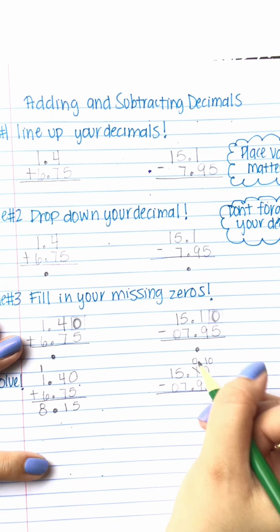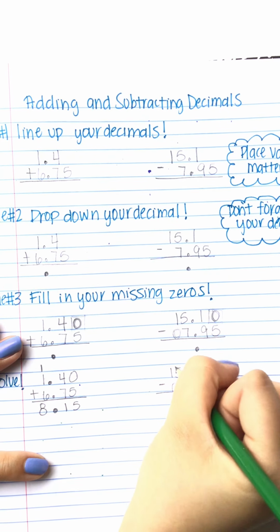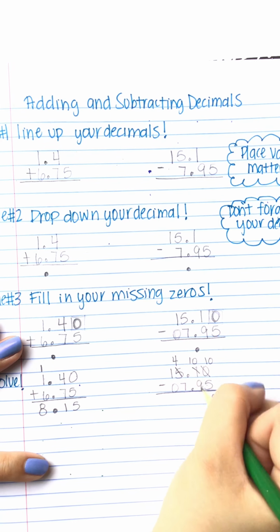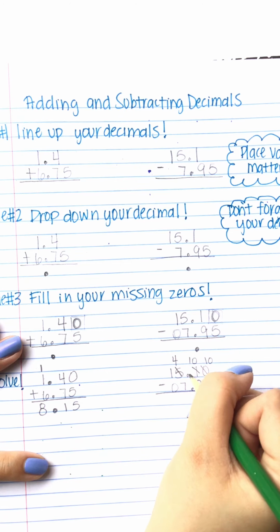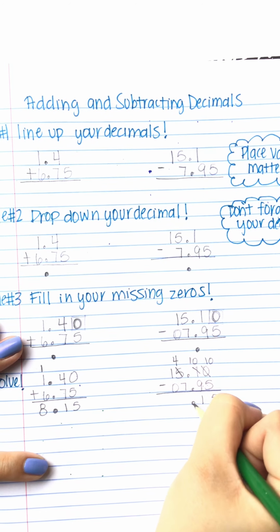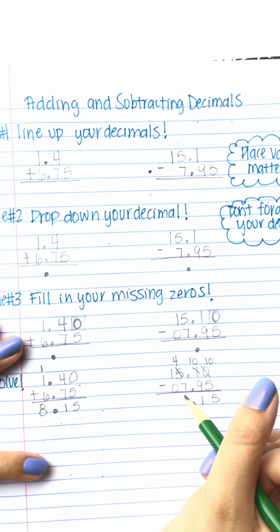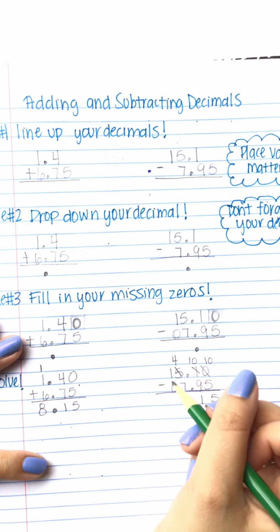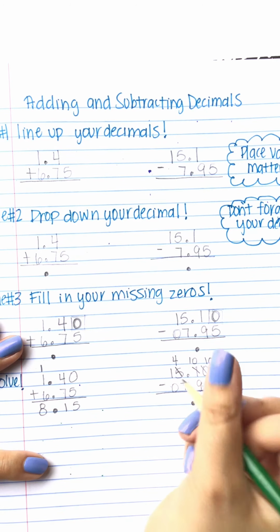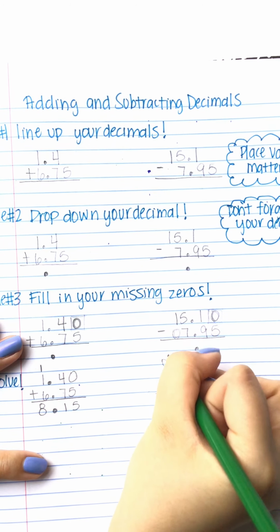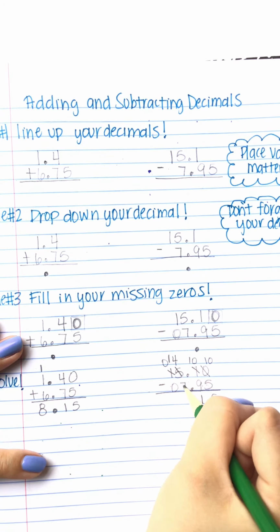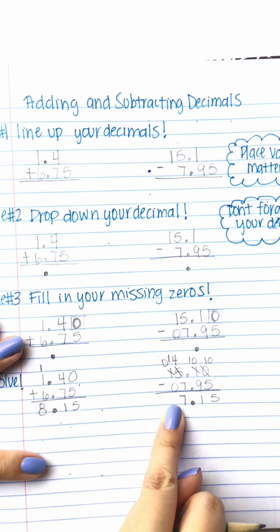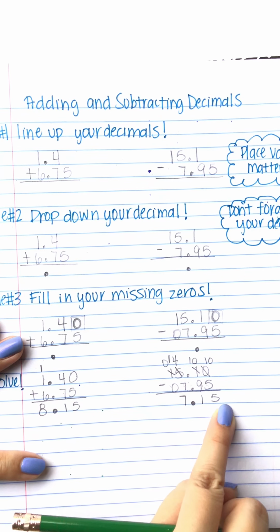0 minus 9. I cannot do 0 minus 9, so I have to regroup. This turns into a 4. This turns into a 10. 10 minus 9 gives me 1. I have my decimal. I need to bring it down. Okay. Then I have 4 minus 7. Once again, I cannot do 4 minus 7, so I have to regroup. 14 minus 7 gives me 7. So my answer is 7 and 15 hundredths.